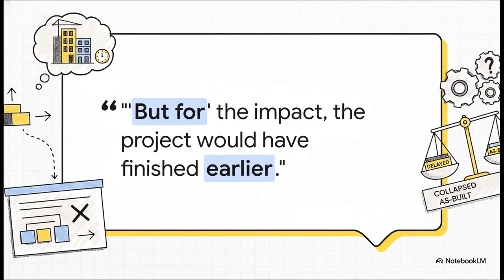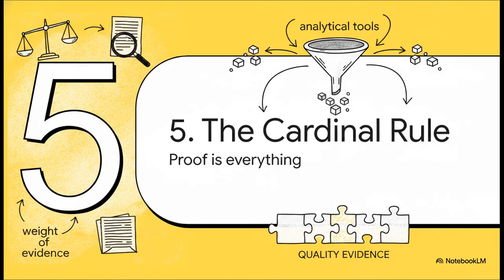And our final method is basically the mirror image of a TIA. It's called the collapsed as-built, and it works backwards. The analyst takes the final, delayed schedule and digitally removes a specific delay from it. The whole point is to prove when the project would have finished, but for that one event. It tells a really powerful story, but it can be controversial because, well, you're essentially creating a hypothetical past that never actually happened.